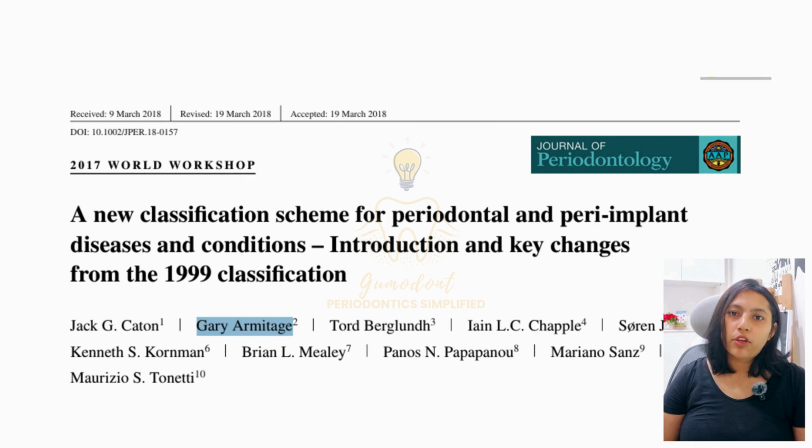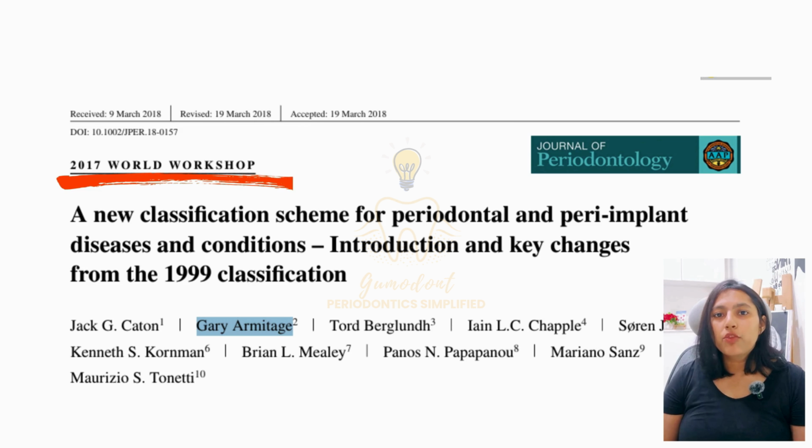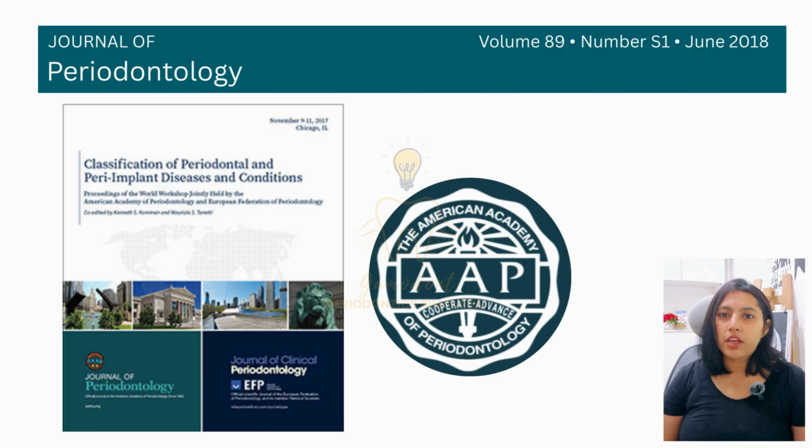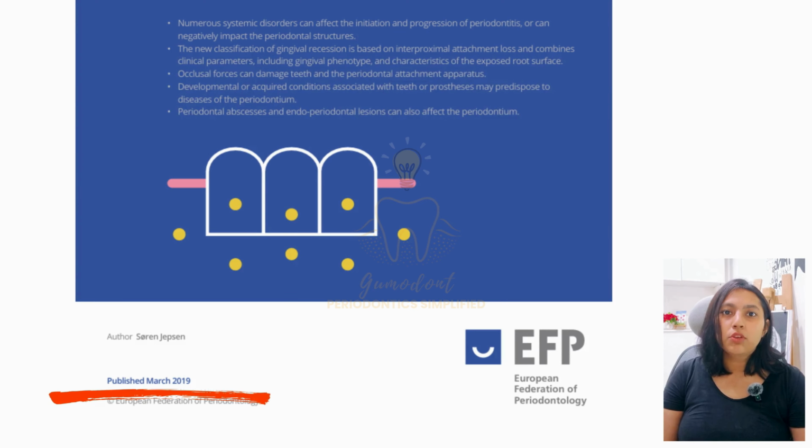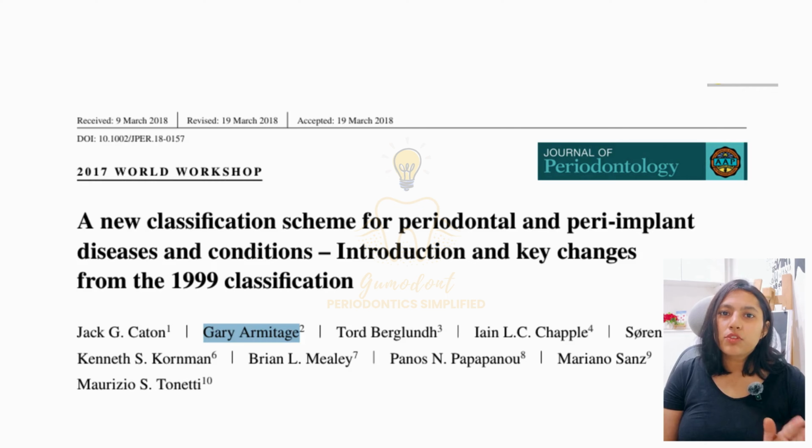Now, one important point: although this classification was developed in 2017, it was published later, first by the American Academy of Periodontology in 2018 and then by the European Federation of Periodontology in 2019. So when we say 2017 classification, we are referring to the workshop where it was developed.